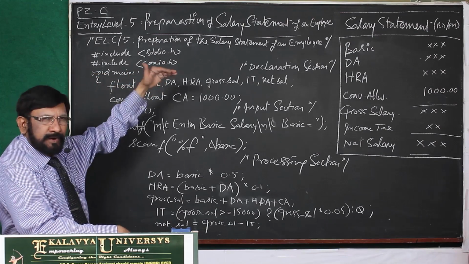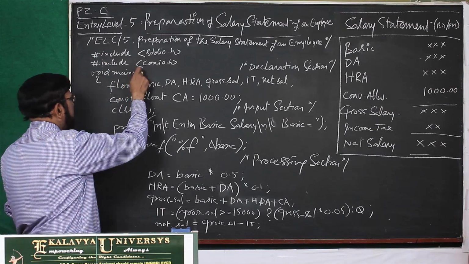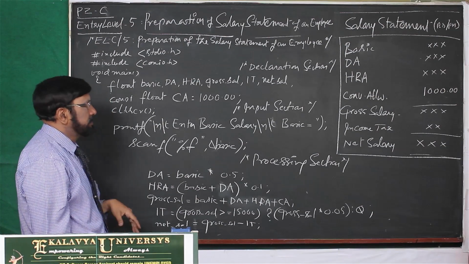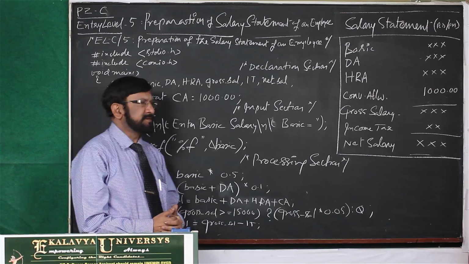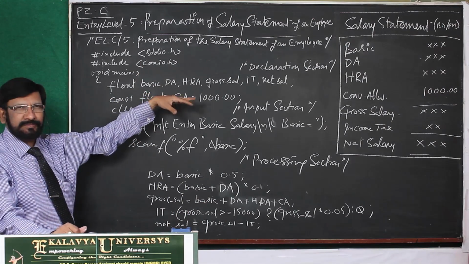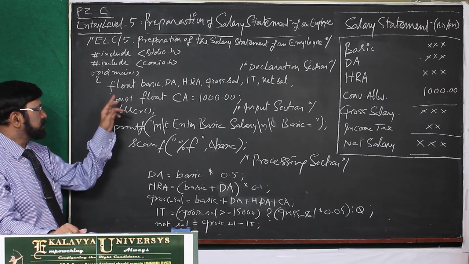Thereafter, we start writing the main block, void main, and the opening brace. Thereafter, we start with the declaration section. Now we have already discussed all these features, what names we have to give and what the types are.